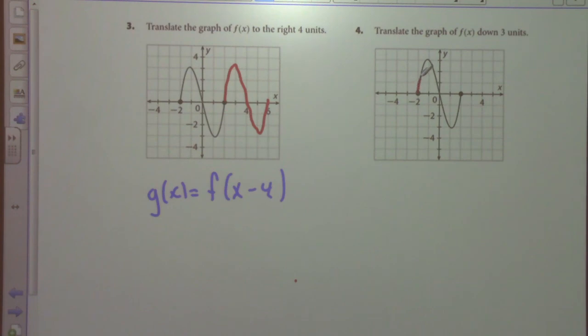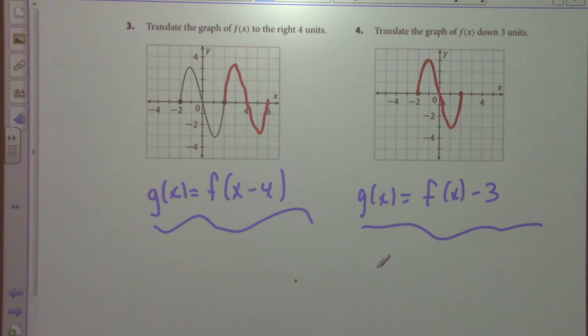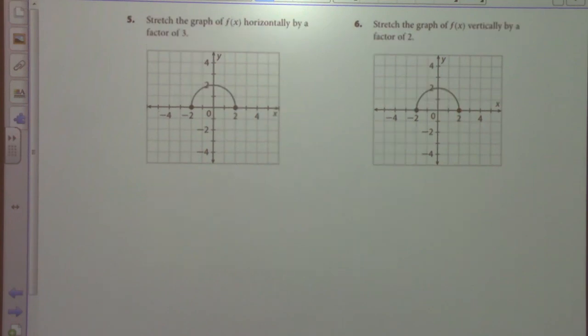And next we have the same looking type of function here. And we're going to translate down 3 units. What is that going to be? g of x is equal to f of x, close parentheses, minus 3. Yeah, minus 3. Minus 3, okay. So there we have 3 and 4. All right? Let's go to number 5 and 6.